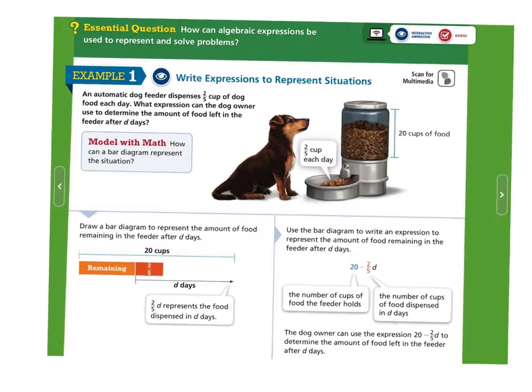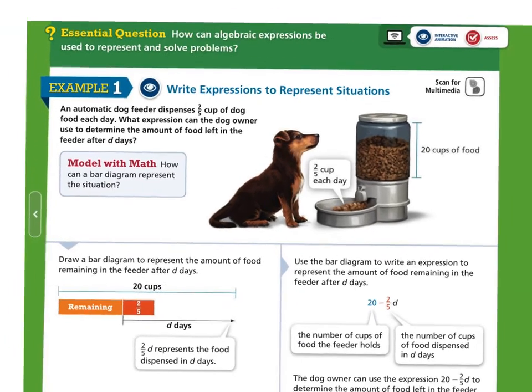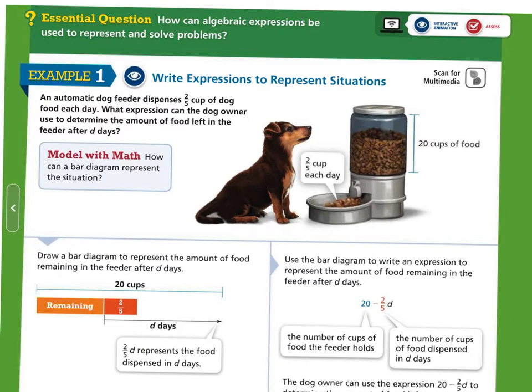Example 1, an automatic dog feeder dispenses 2/5 of a cup of dog food each day. What expression can the dog owner use to determine the amount of food left in the feeder after D days? So you can see from the picture there were 20 cups of food to begin with, and it's dispensing 2/5 of a cup each day.